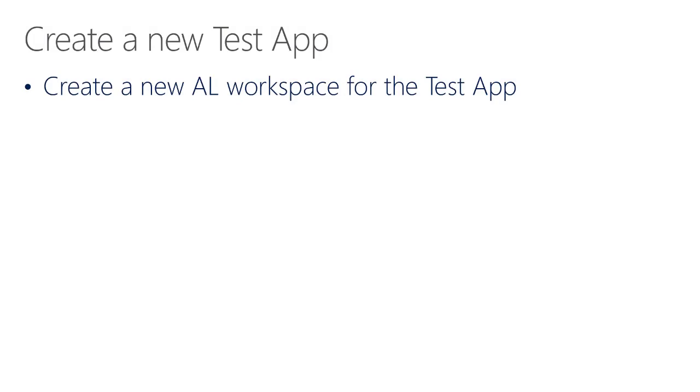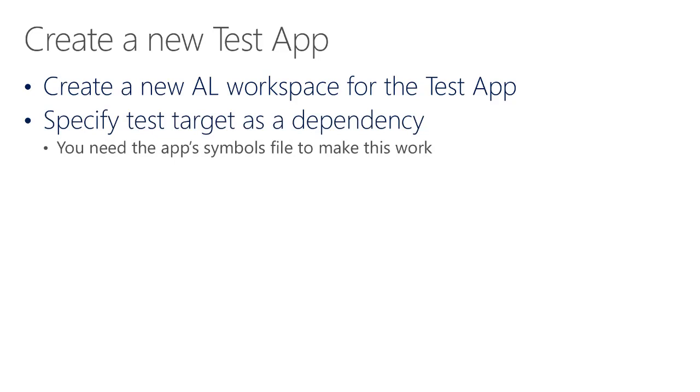A test app is nothing more than just another AL workspace, and so to get it started, all you need to do is run the AL Go command, select a folder, etc. You already know how to do this. Then what you need to do is specify the test target as a dependency. So now you need to create the dependency of the test app that points to the original app. And for that, you need the app ID of the original app.